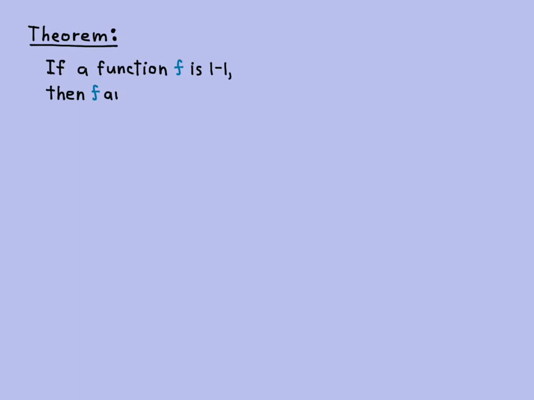In fact, all cancellation that you've seen in algebra is all composing a function with its inverse. So that's really important, and it's one of the most important reasons for inverses, actually. So we have this theorem. If a function f is 1 to 1, then f and f inverse have the following properties.